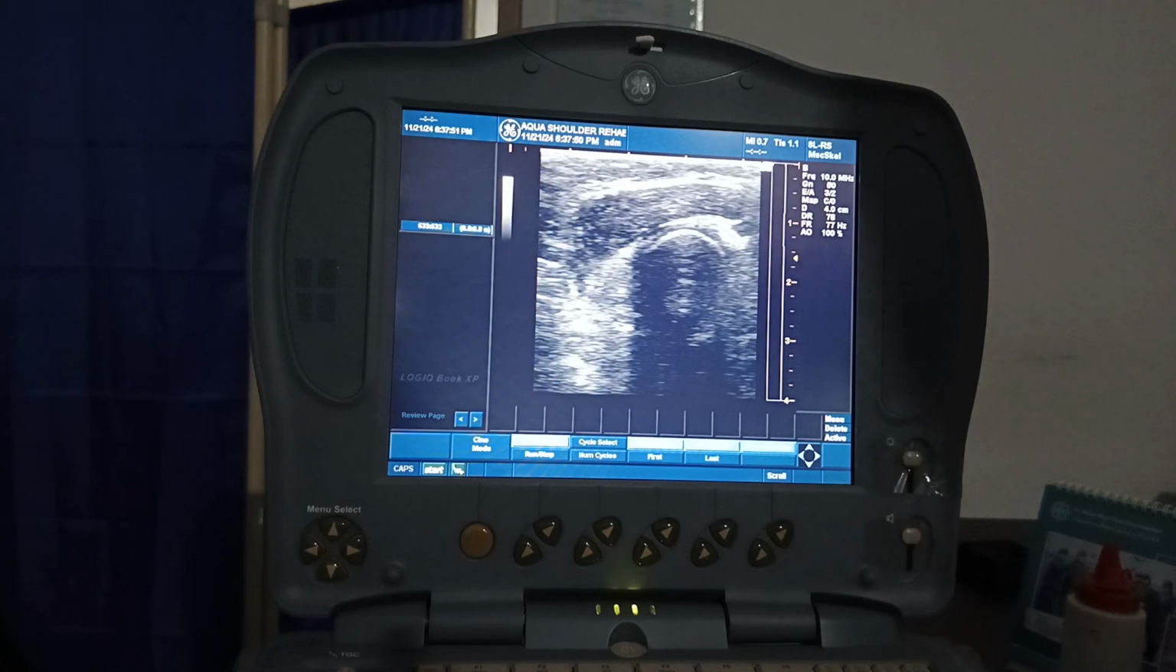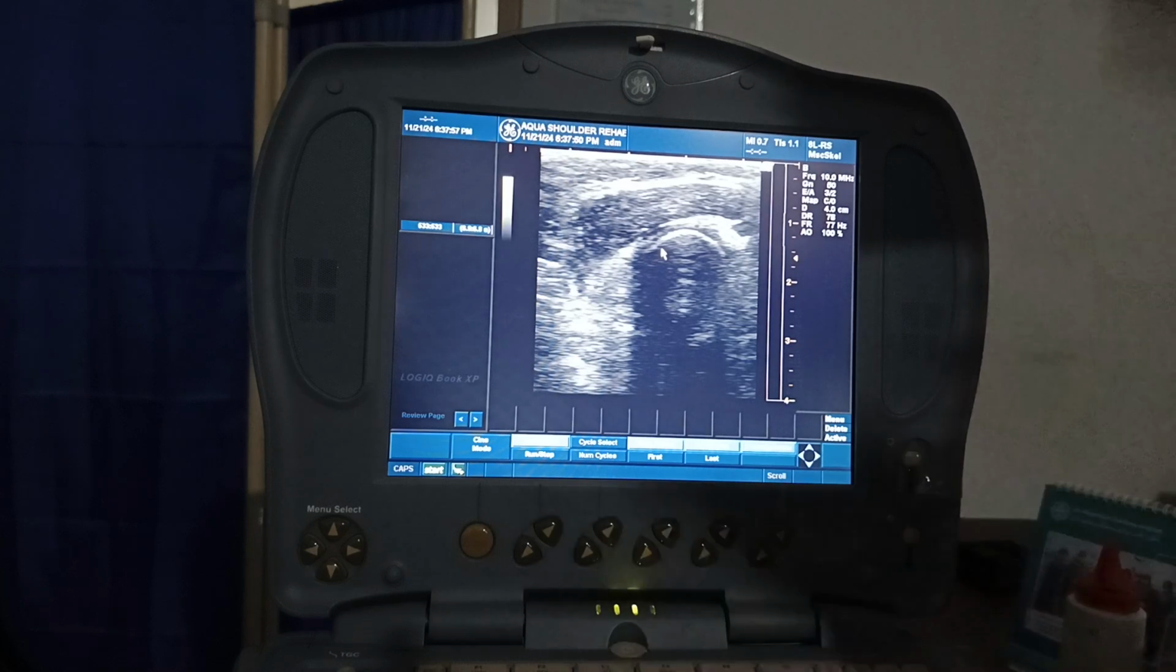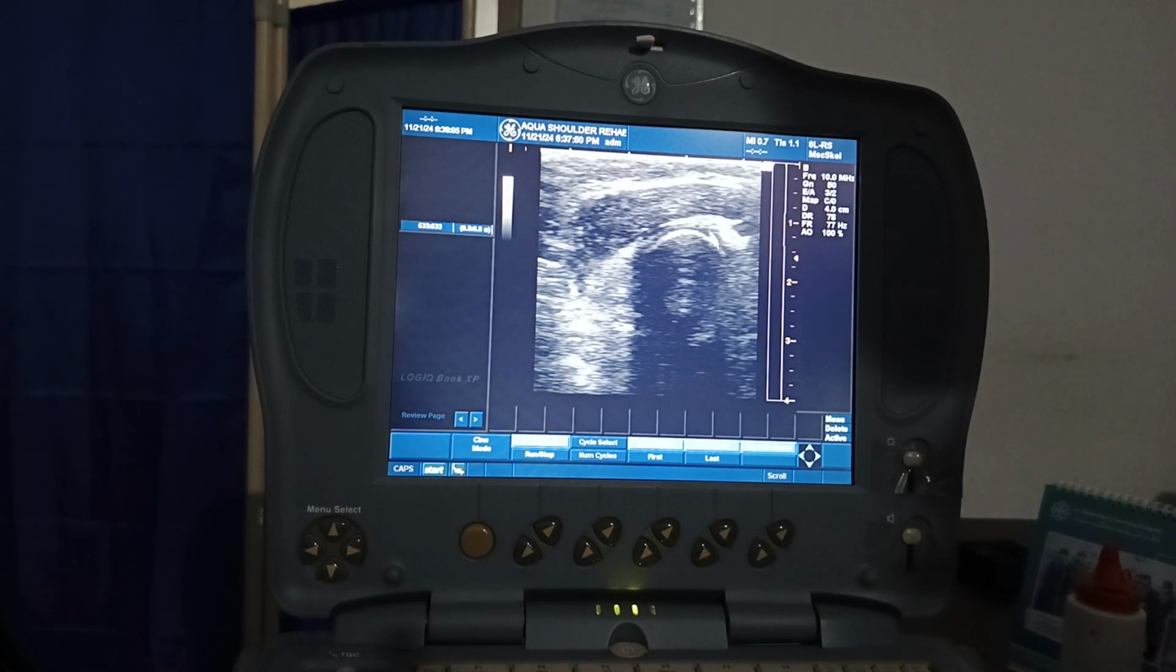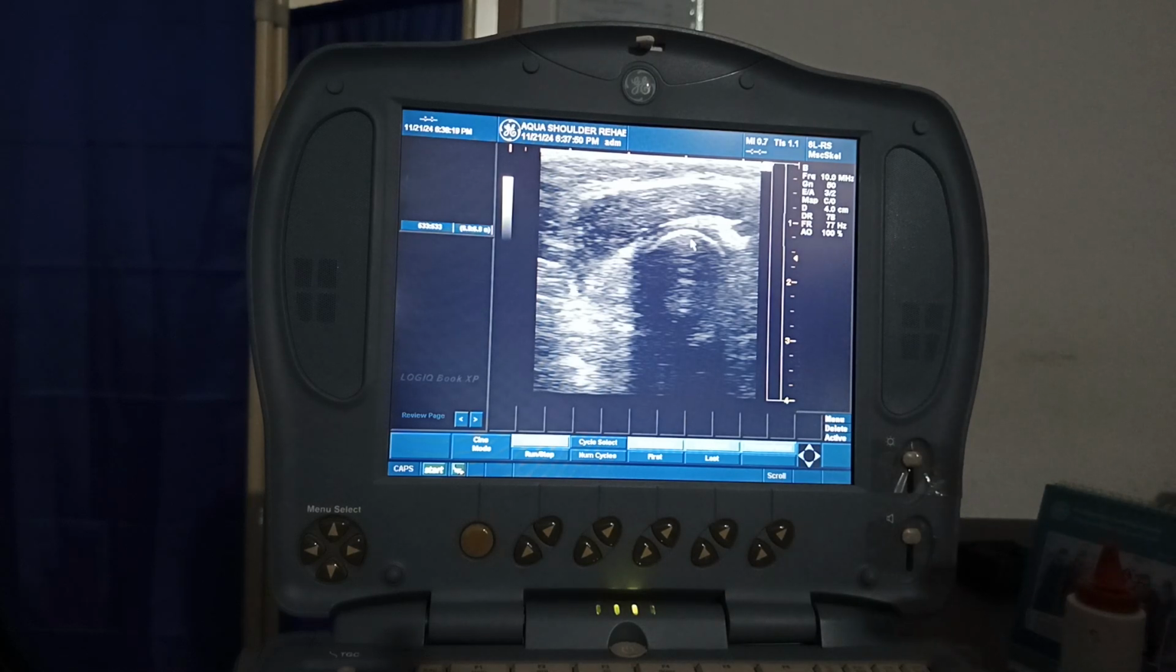Yeah, thank you. So right now we are looking at a lot of structures. This is the head of the radius. Of course, this part of the head of the radius does have the cartilage. So you do see the cartilage, as well as on top of it the annular ligament, and on top of that the muscle. So the muscle, the ligament, the cartilage and the head of the radius. There are 3 or 4 structures that we can see right now.